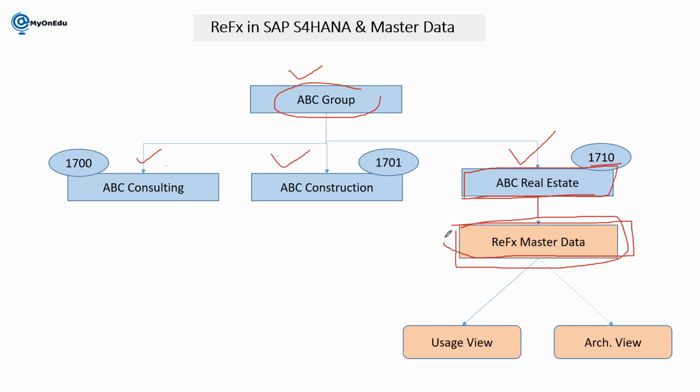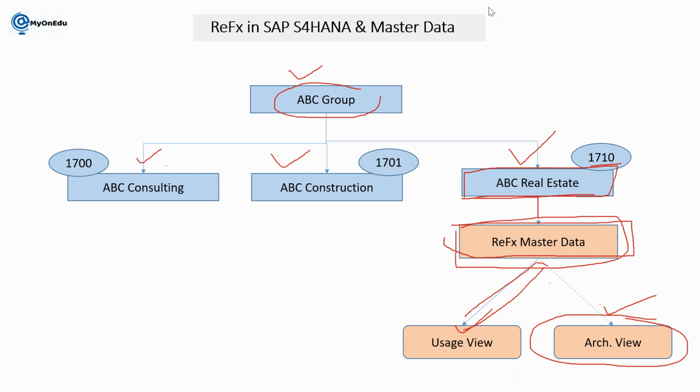In SAP ReFx, we have 2 views of master data. First is the usage view, another is the architecture view. Usage view is company dependent, however architecture view is not company code dependent. That's why I kept a dotted line here. We'll focus first on the usage view and understand it in detail, and then go to the architecture view at a later stage, once we finish our contract process. First we focus on real estate search and how accounting happens. Then, once we go to the facility management process, we'll come to the architecture view.